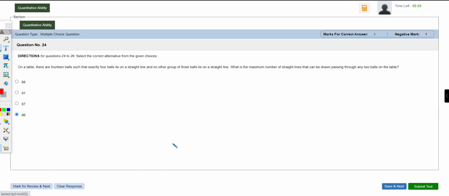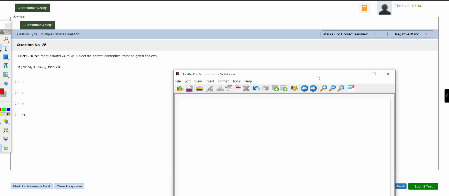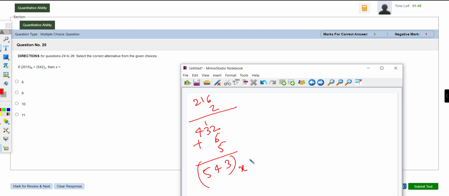Now this one is a base system. We need to convert it into decimal. We are left with 2 minutes, so let's convert it quickly. 6 to the power 3 is 216. 216 into 2 is 432, plus 6 plus 5. This addition is 11, 13, 543. Okay, 543 is in which base? One second, this is 443. This is 443 in which base k, sorry, this is in decimal.